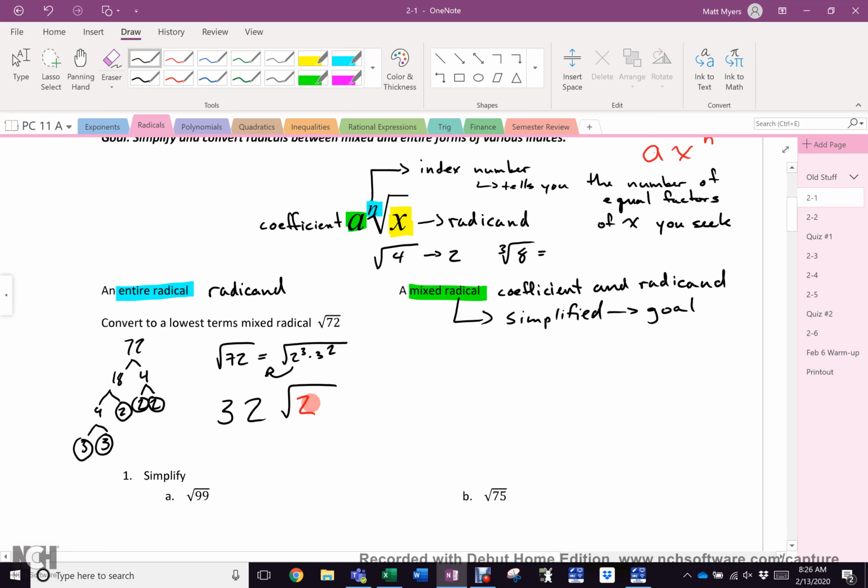Now, I have root 2, because that's what I left under the radical sign. These are now out in front, which means they are coefficients. What do coefficients do? Multiply. So what do I get? 6 root 2.